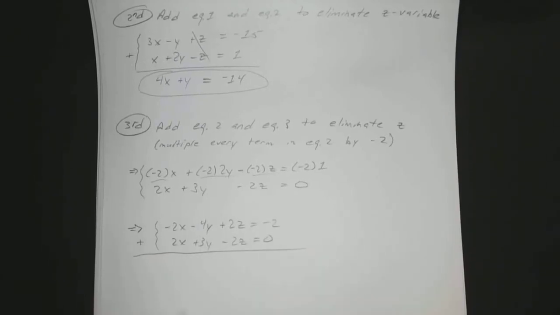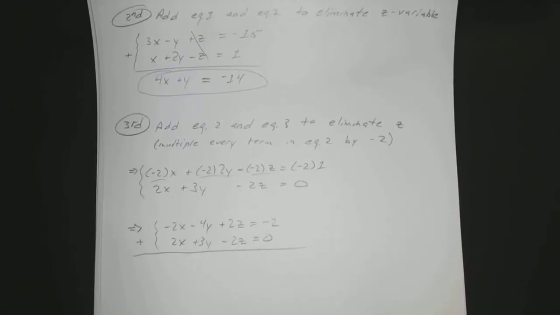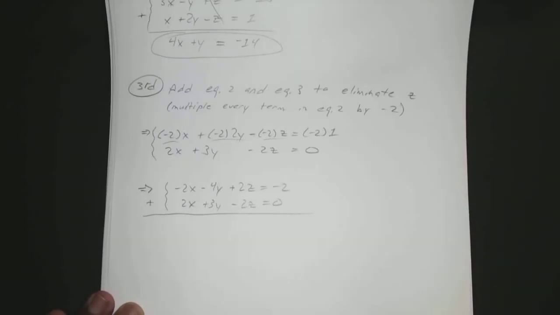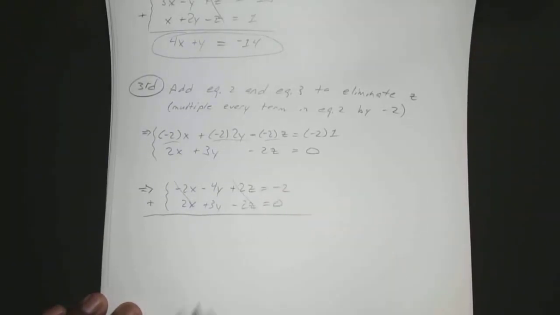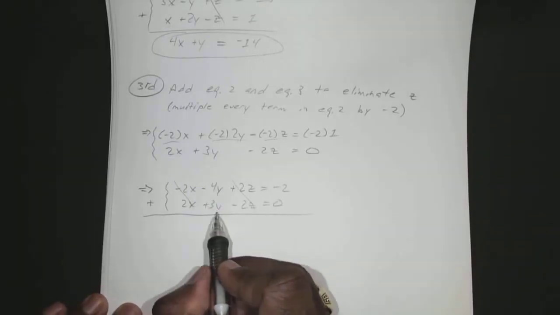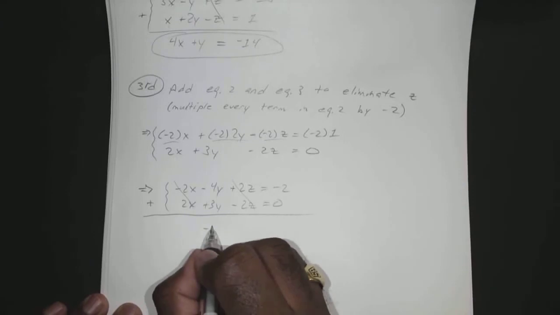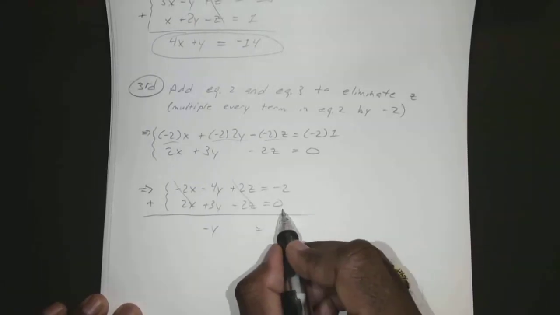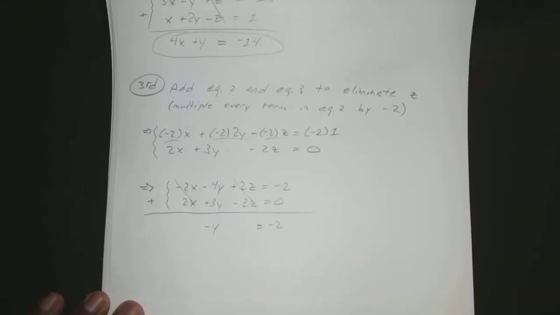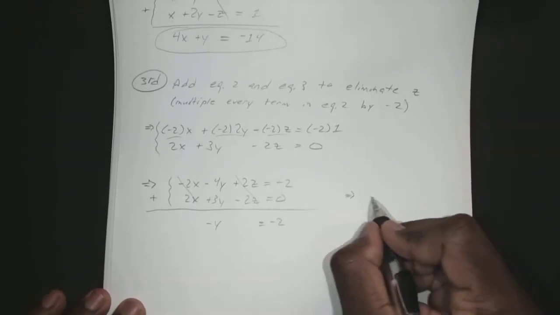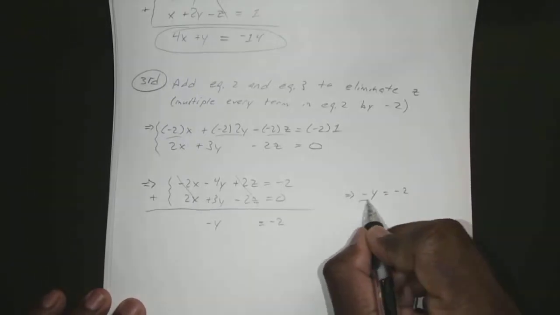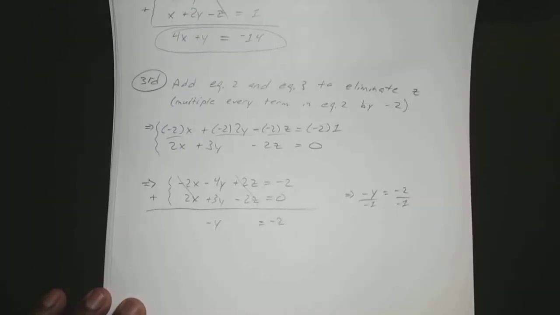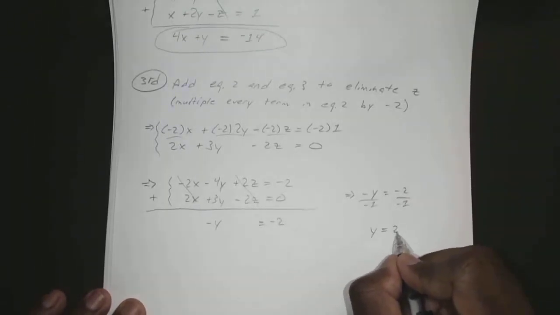So you just go ahead and add those two together. Now every once in a while you'll get lucky, because here you have negative 2x and positive 2x is 0, so they cancel each other out. Negative 2z and positive 2z is 0, so they cancel each other out. So you have negative 4y plus 3y is negative y, and negative 2 plus 0 is negative 2. So negative y equals negative 2. We divide both sides by negative 1, and we have y equals 2.